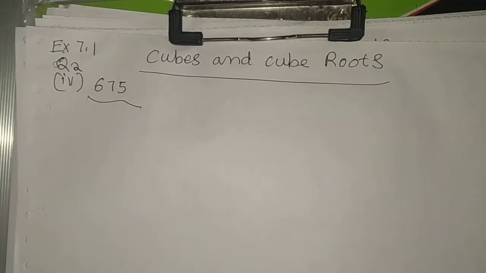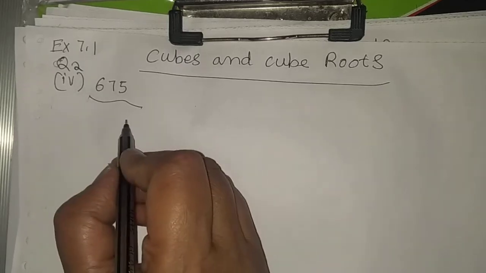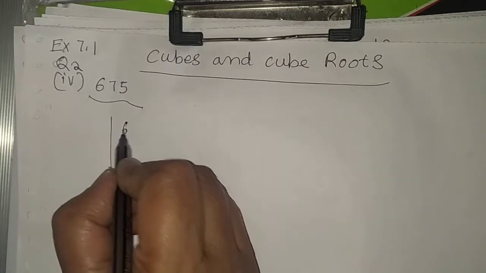Hello students, in this class we'll continue cubes and cube roots, that is question 2. In the previous class we solved 3 questions. Here we solve the fourth one. The fourth given problem is 675.